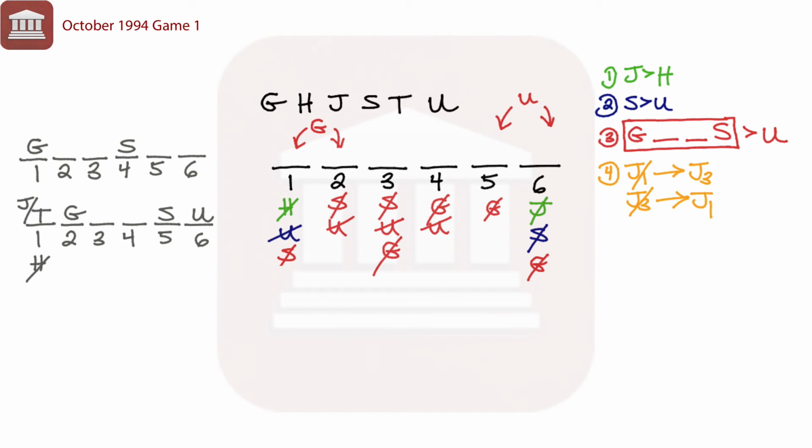In our first scenario, we know that if J is not first, it must be third, so we can place J third. We know that H and U now must be 5 and 6. We don't know the order, so we have our split options. And the only person left for place 2 is T.